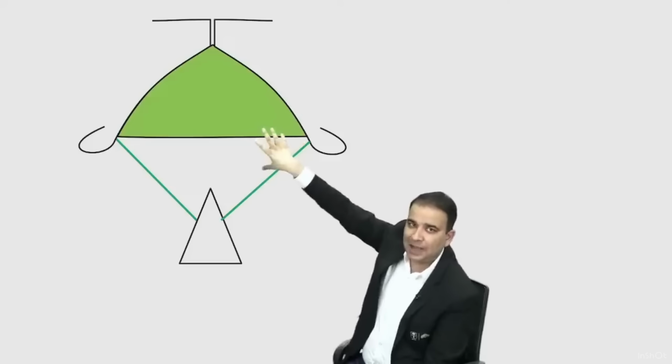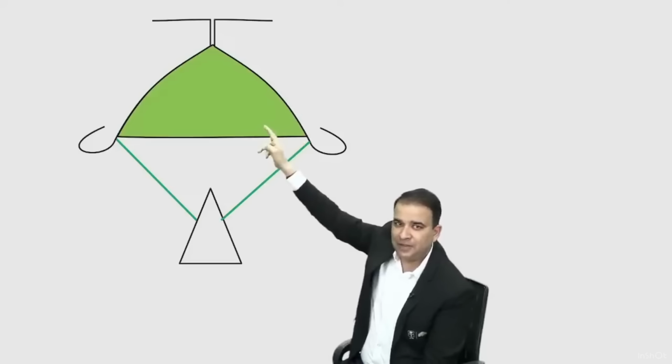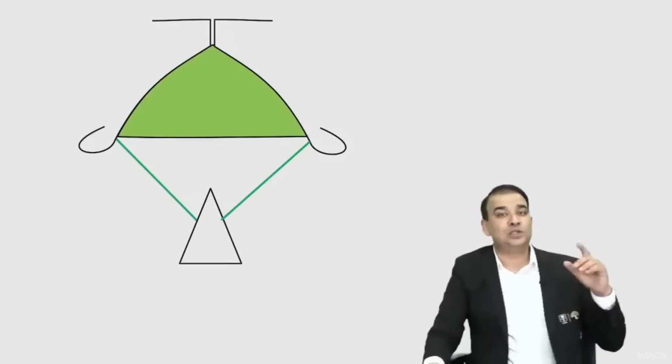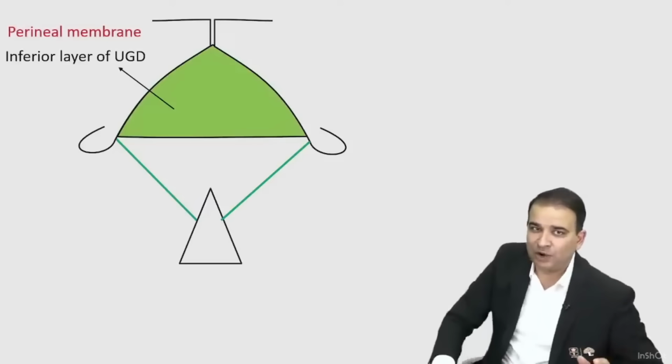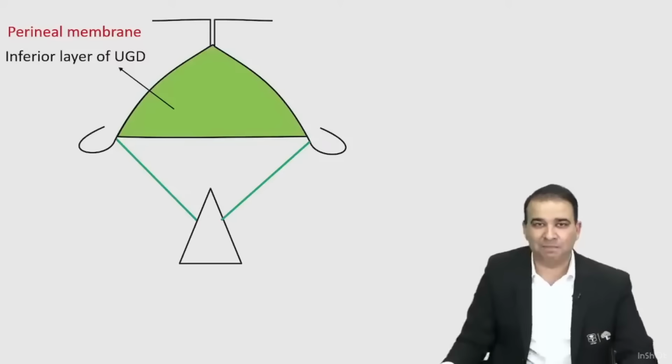The one that you can see from below, the more superficial one, is the inferior layer of urogenital diaphragm, which is also called the perineal membrane. The inferior layer of urogenital diaphragm is also called a perineal membrane.